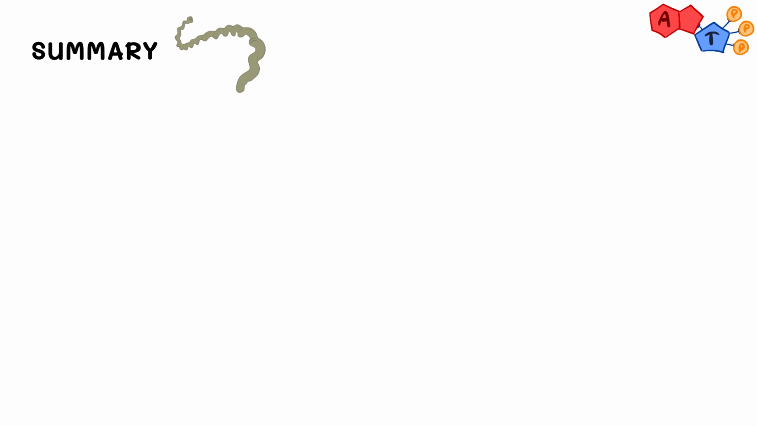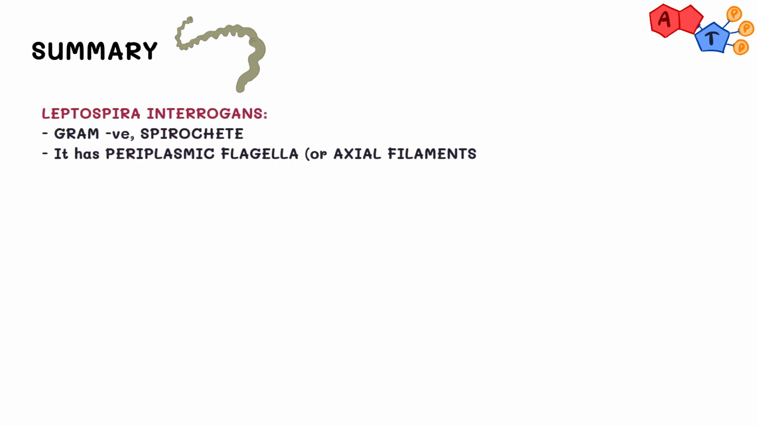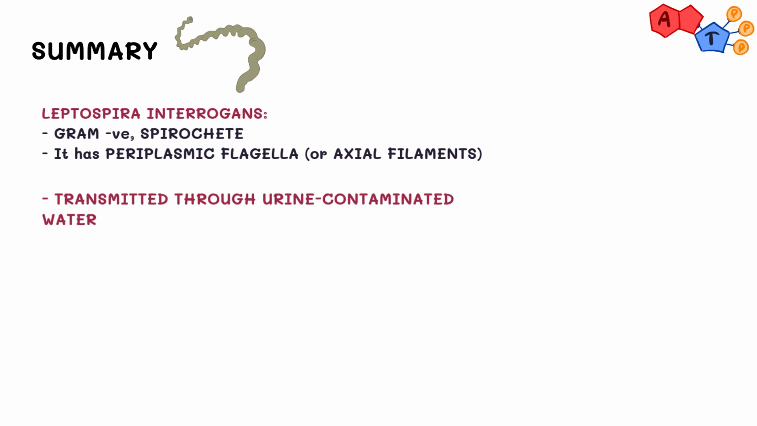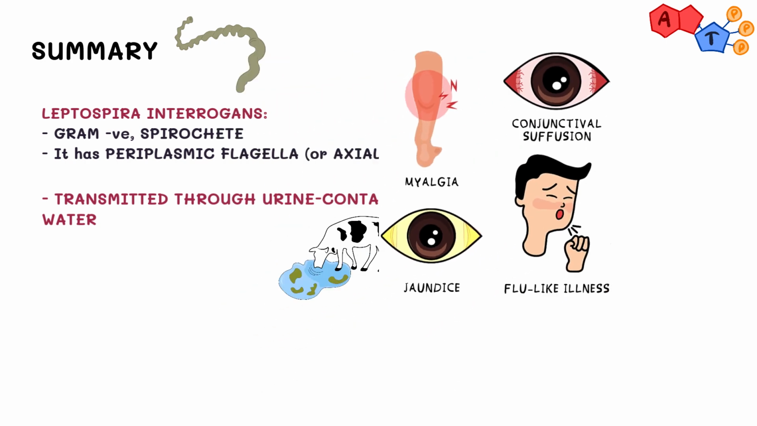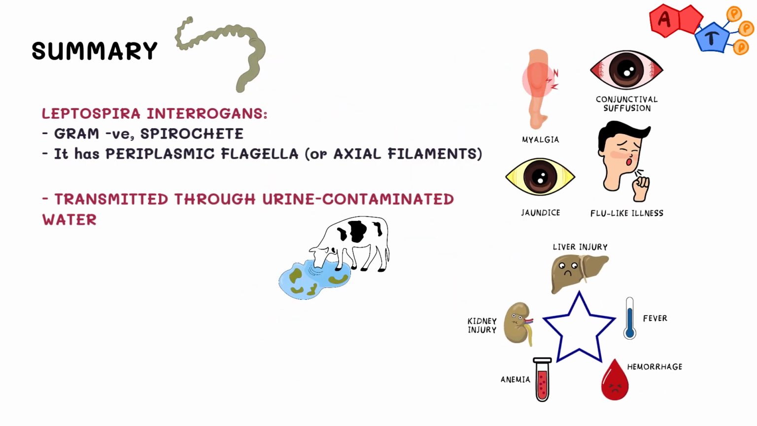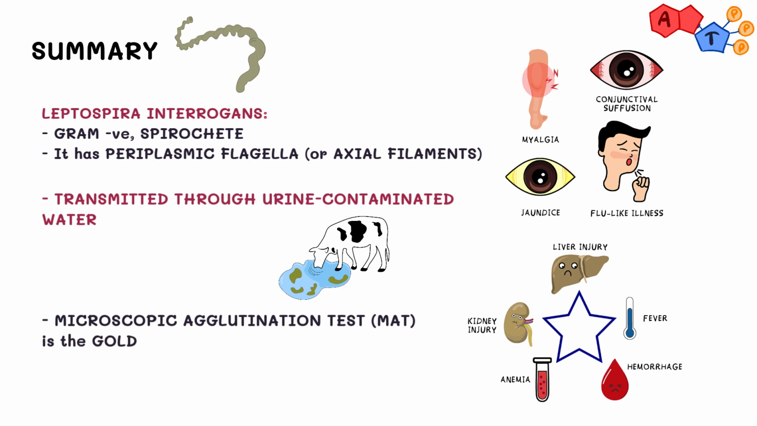Alright, to sum up, Leptospira interrogans is a gram-negative spirochete, which has periplasmic flagella. It's transmitted to humans through their contact with water that is contaminated with animals' urine. It can cause leptospirosis or icterohemorrhagic leptospirosis, otherwise known as Weil disease, which is the severe form. Microscopic agglutination test, MAT, is the gold standard for diagnosis. And lastly, its treatment is based on the severity of the disease. If indicated, antibiotics can be used.